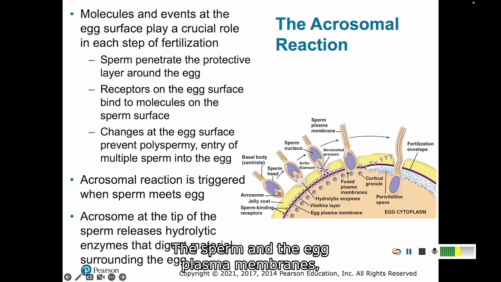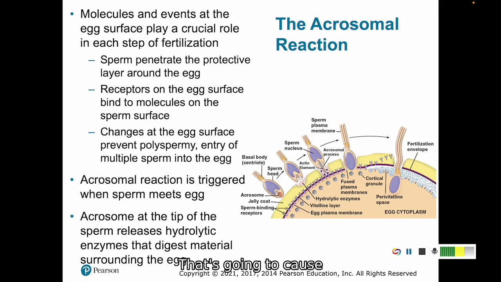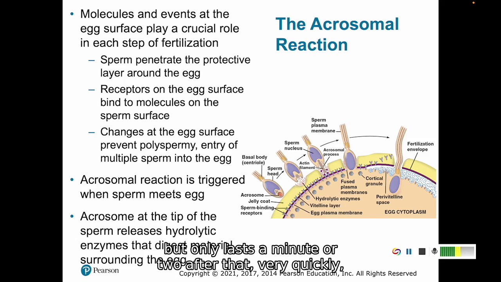And the sperm and the egg plasma membranes are going to be able to fuse together. That's going to cause the sodium ions to come into the egg, and that is the acrosomal reaction. At that point, the egg will change to not be able to bind any sperm. So the acrosomal reaction gives you a very short term, but very quick block. It takes about a couple of minutes, but only lasts a minute or two after that. Very quickly, that egg is sealed off to other sperm.